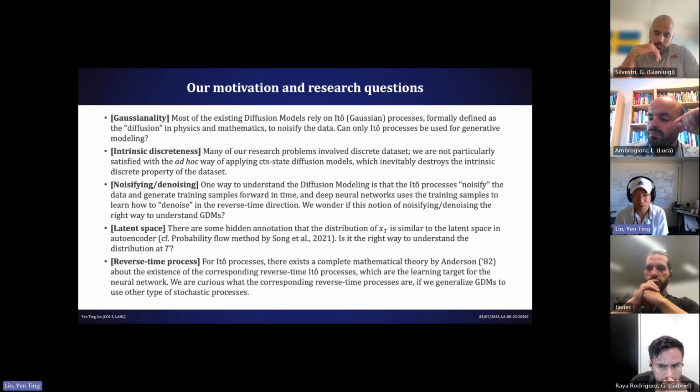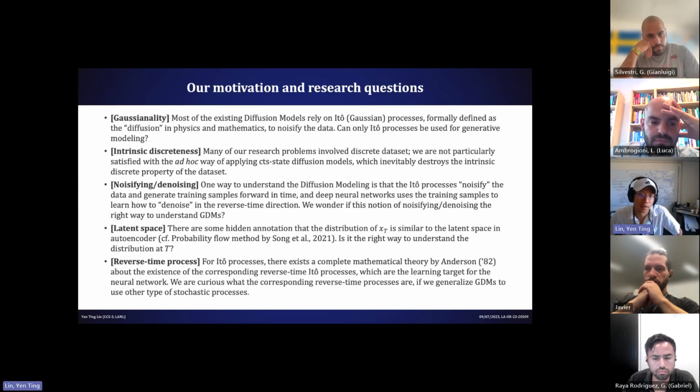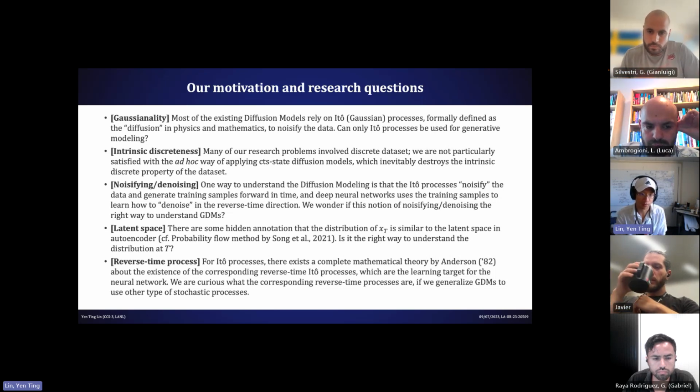So we are not very satisfied. I mean, you can say we're a little bit OCD in the theory sense, that there are ad hoc ways where you say, well, the data is discrete, let's make it continuous first, and then we apply continuous state diffusion models. After we perform inference, it's going to be on the continuous domain, so let's discretize it again. We're not really happy with that approach, and we're thinking, is there a way that we can somehow preserve this discreteness property throughout the entire technology?